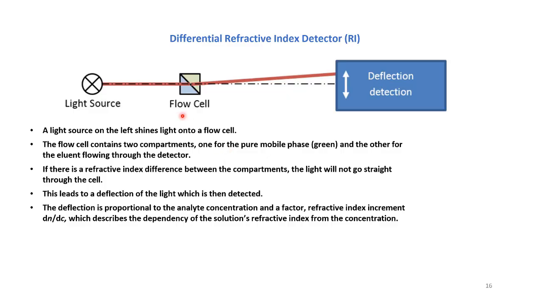So the light source shines the light into the flow cell. It contains two compartments, one of the pure mobile phase, that is the green one, and the other the effluent, which is flowing through the detector. There is a refractive index difference between the two compartments, and the light will not go straight. As we know the phenomenon of refraction, the light will bend at an angle. Depending upon the refractive index of the material, the angle will be different. This leads to the deflection of the light, which is then detected with the help of a detector or the screen.